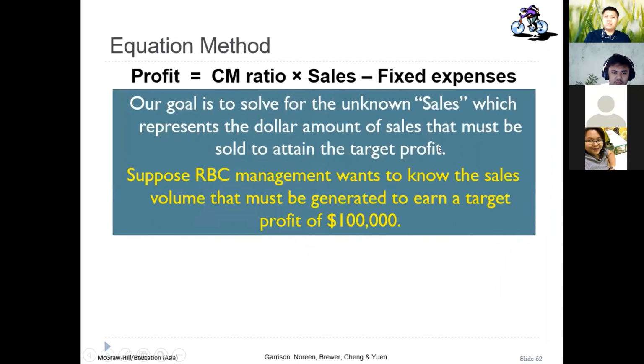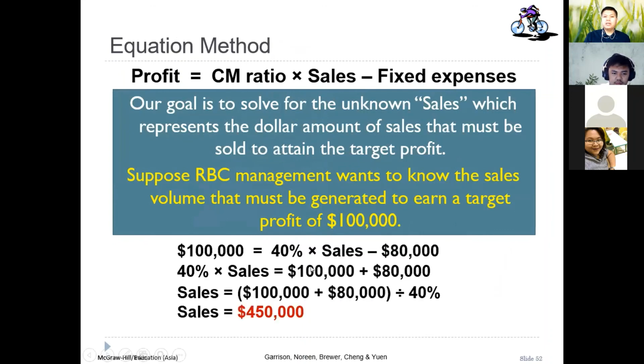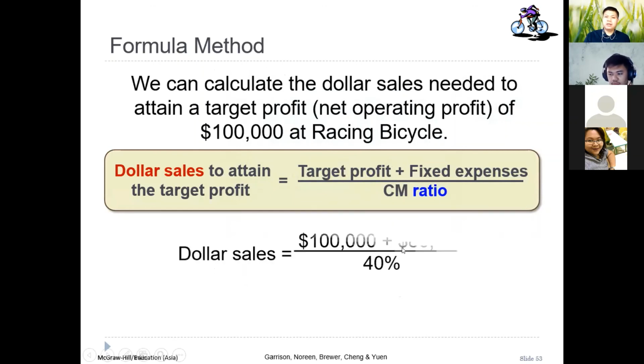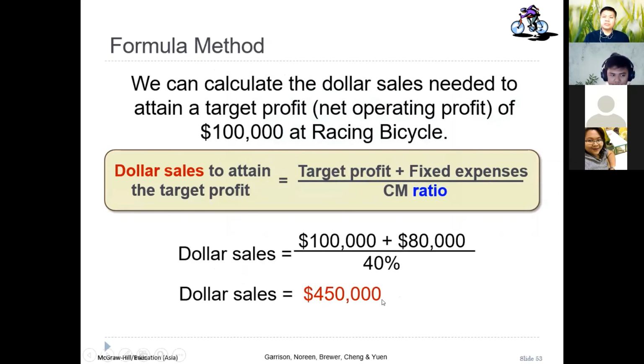Okay, so same given, you want to earn 100,000. So 40% times sales minus 80,000. So the sales is what? $450,000. It's the same with what we did in the Excel file. We can calculate the dollar sales using the formula method. So target profit plus fixed expense divided by your CMR. And you should get the same answer, which is $450,000.